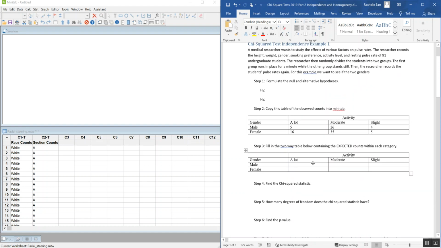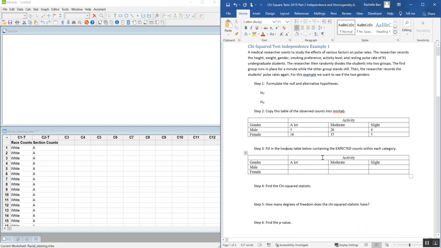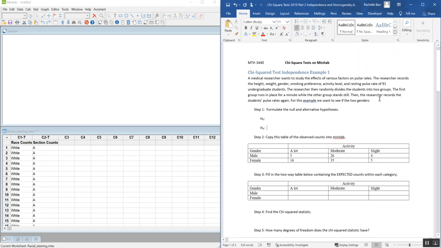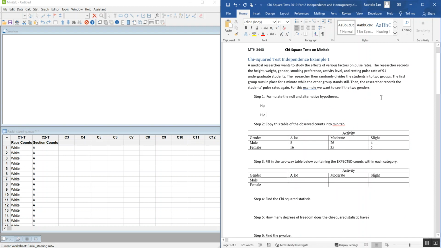Cool. So you may recognize that I'm using the pulse data to do this. We did use this data set earlier in the semester, but I took the liberty of turning it into a table for you so you could see what would happen if you had just a table of values to work with in Minitab. So what we're going to be looking at here is we want to see if gender and activity level are related or if they have an impact on each other. So that's exactly what my Ho and my Ha are going to say.